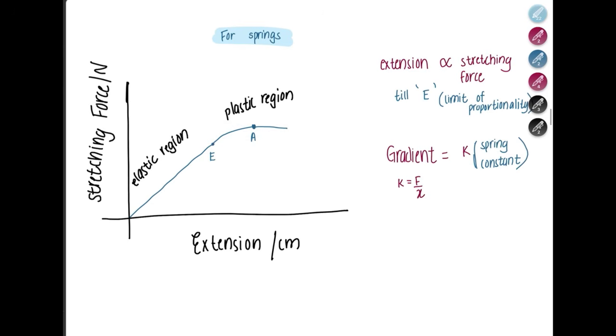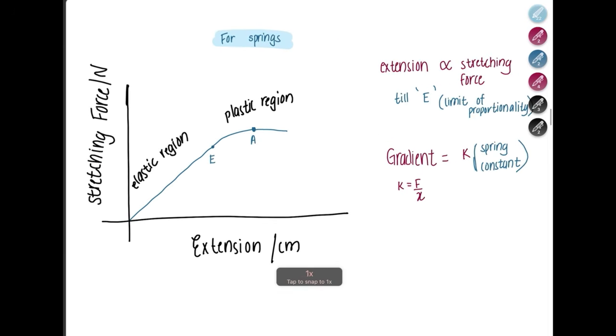So now again, if you're asked to find the gradient, what is the gradient here? Stretching force divided by the x-axis, which is extension. Now remember the formula, k equals F divided by x. So we get k, the spring constant. The gradient here represents the spring constant.